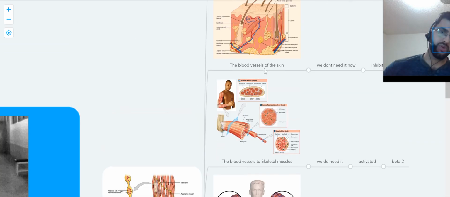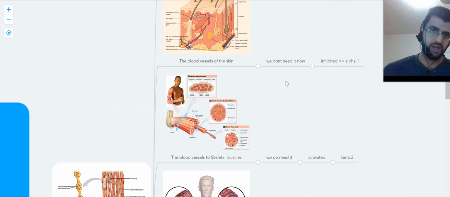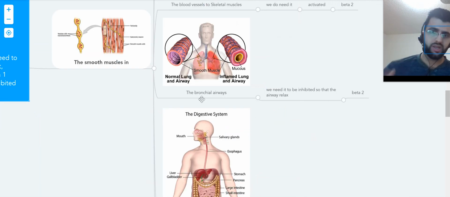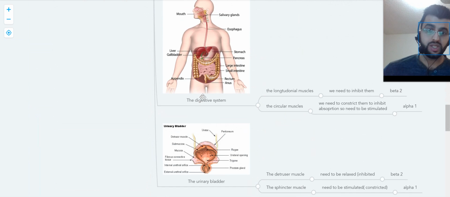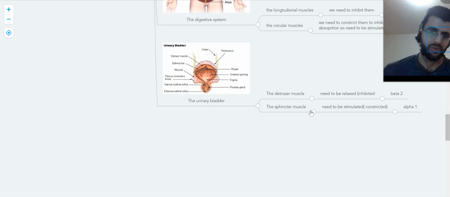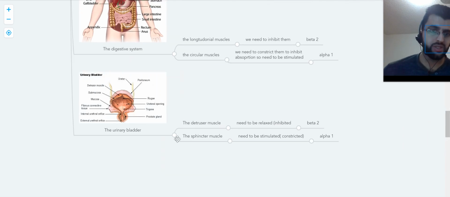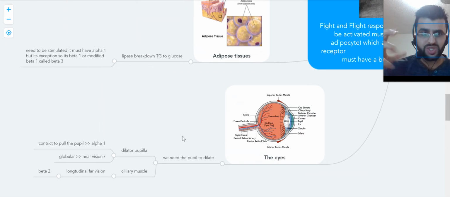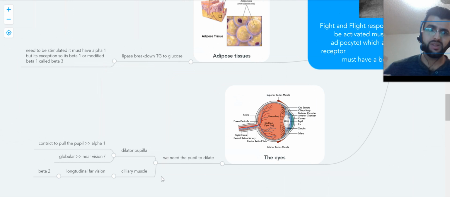The smooth muscles that run to the skin, blood vessels to the skin, alpha 1, constricted. The blood vessel to the skeletal muscle, relaxed, beta 2. Bronchial airway, relaxed, beta 2. Digestive system, longitudinal muscle, beta 2, relaxed. Circular muscle, contracted, alpha 1. Urinary bladder, detrusor muscle, beta 2, relaxed. Sphincter muscle, alpha 1, constricted. And the eye, dilator pupillae, constricted, alpha 1. And ciliary muscle, relaxed, beta 2. And this is important about how to manage glaucoma. We'll talk about it later.